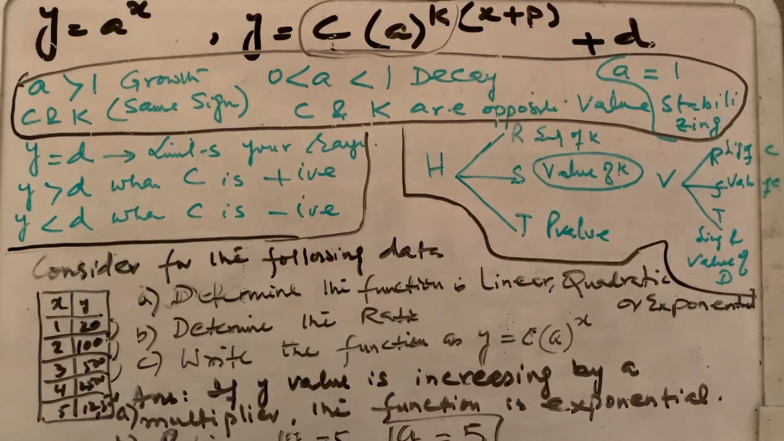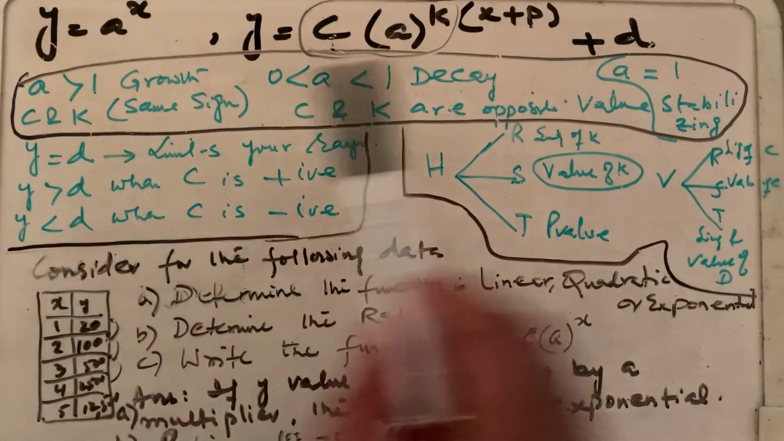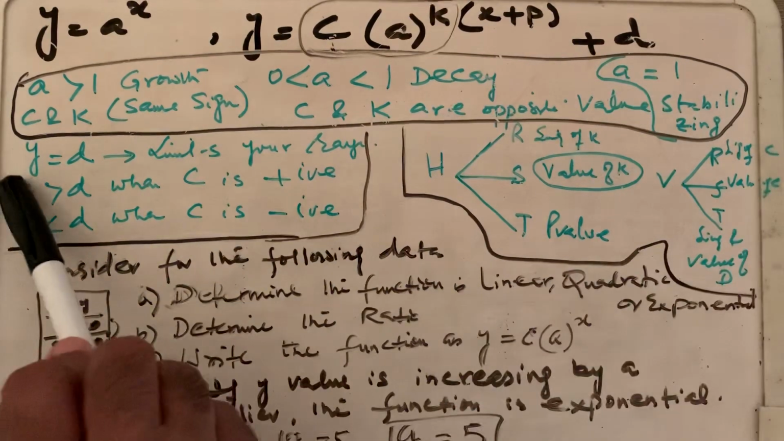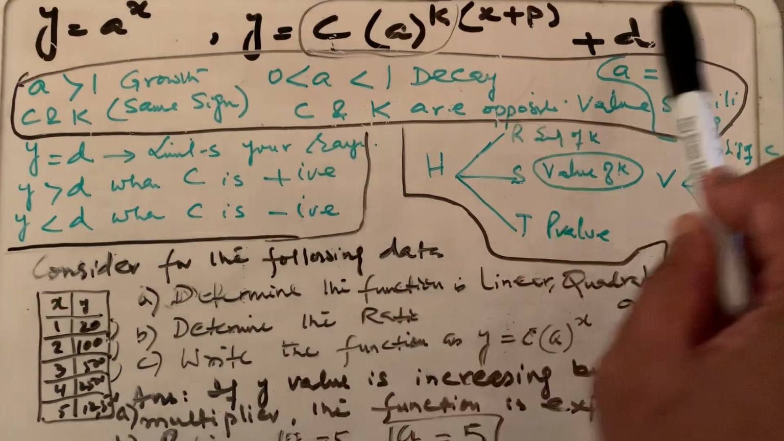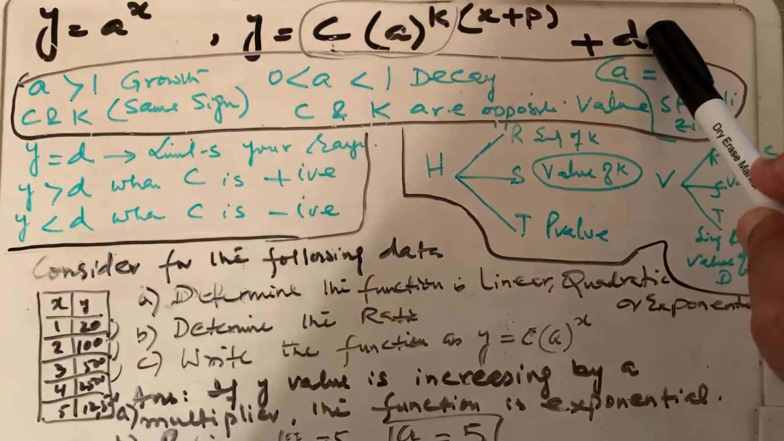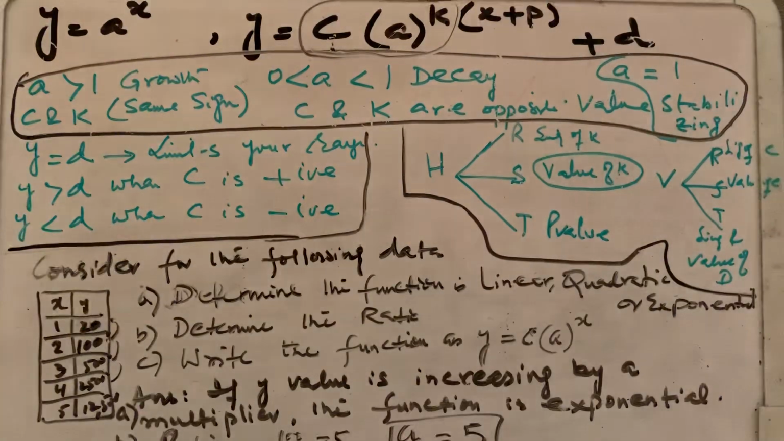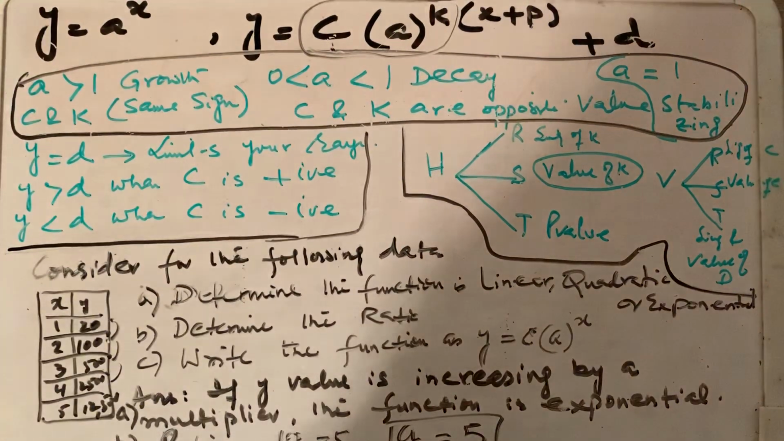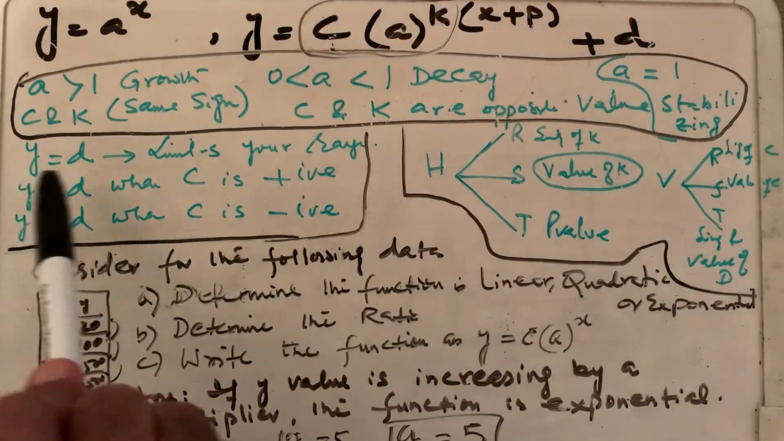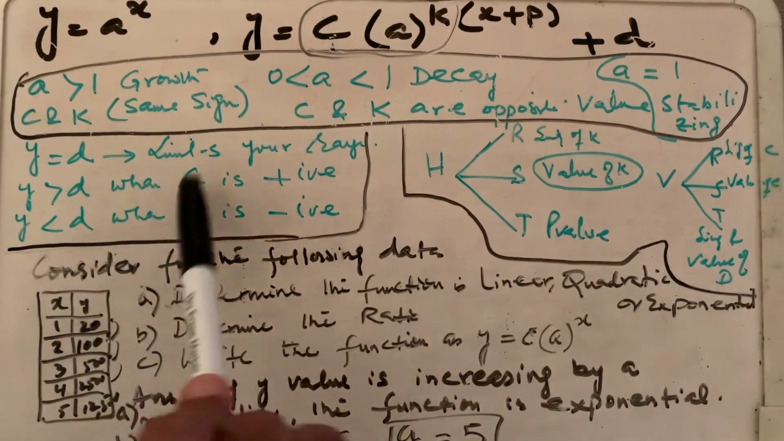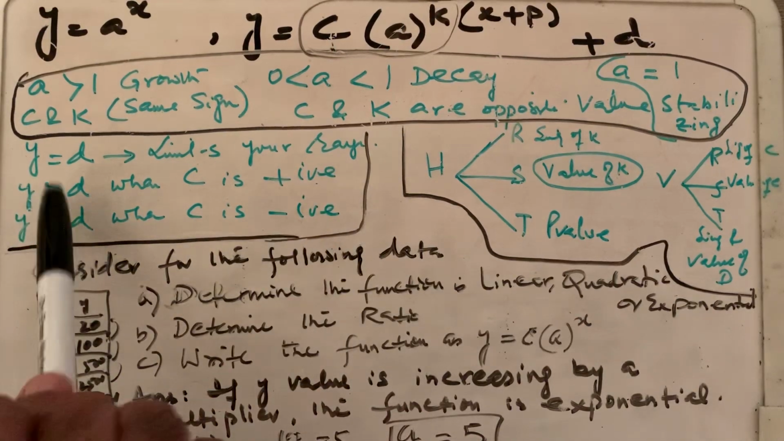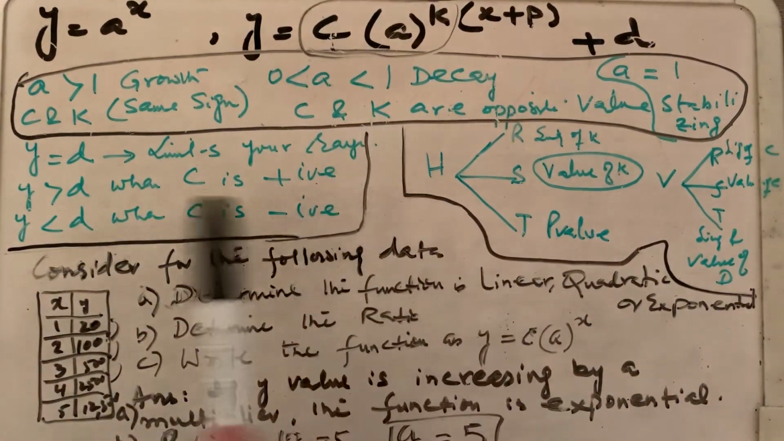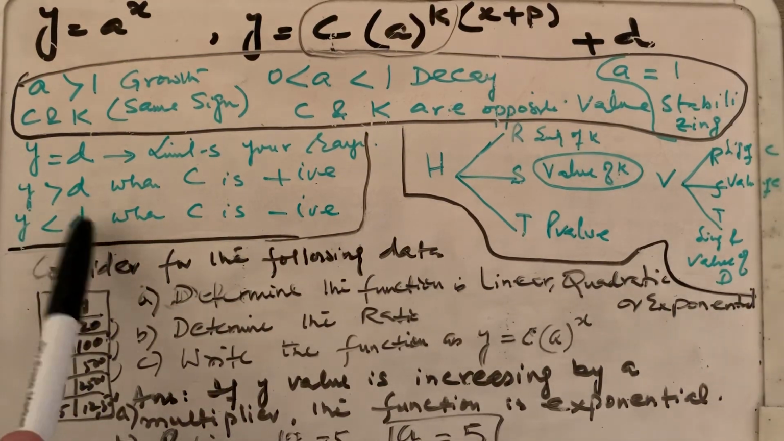So the next thing we have to see is the d value. This d value is very important. Y is equal to d is your asymptote, or limit of your range. So y equals d is important, right? Whenever d is there, it limits your range and gives you your asymptote. We have to see c: if c is positive, we write the range like this, y is greater than d. If c is negative, we write the range as y is less than d.